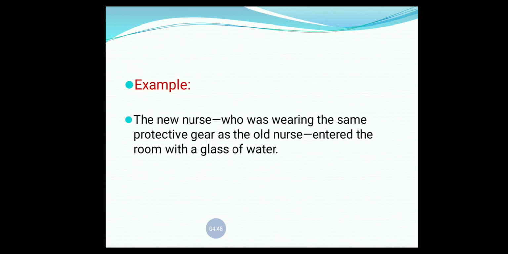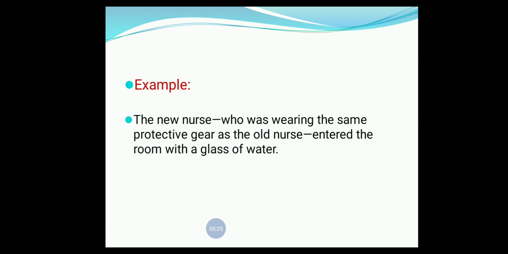Looking at an example, we have: the new nurse, M dash, who was wearing the same protective gear as the old nurse, M dash, entered the room with a glass of water. So what do we see here? We see a pair of M dashes. Note that the phrase in between the two M dashes is an informative phrase that could have been separated with a comma, but we did not use that for better sentence readability, structuring the sentence in a better way. And again, note that there are no spaces before or after the use of the M dash.